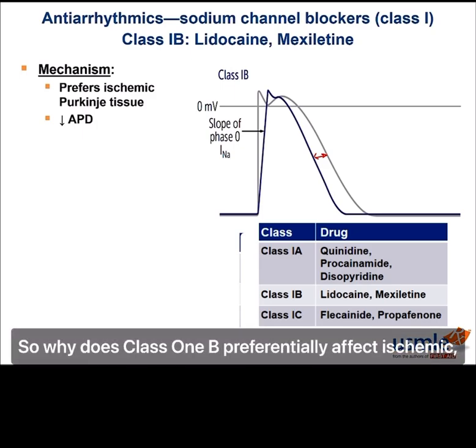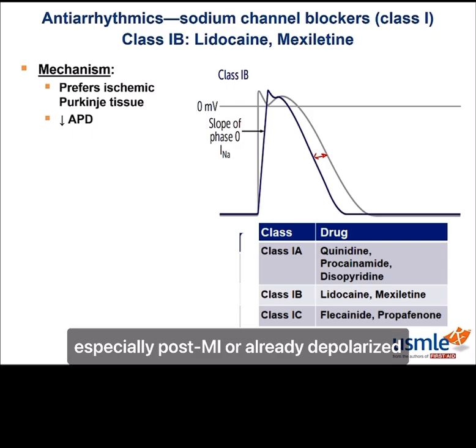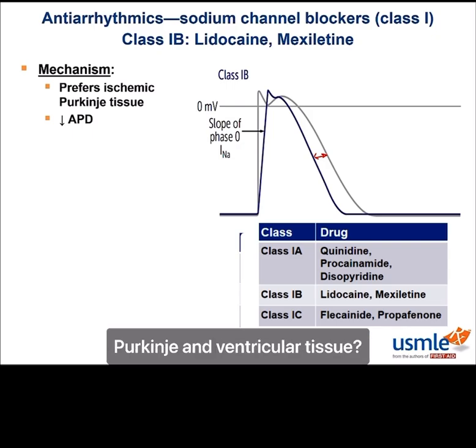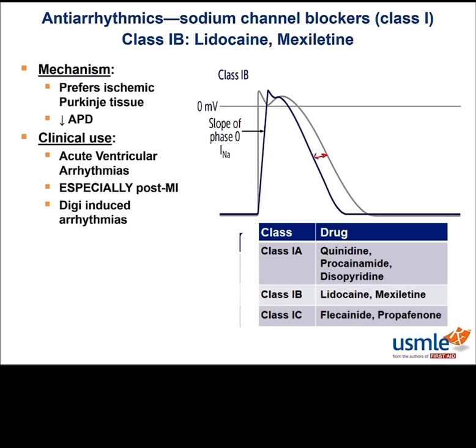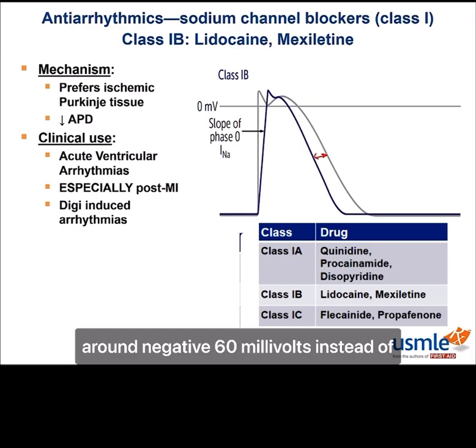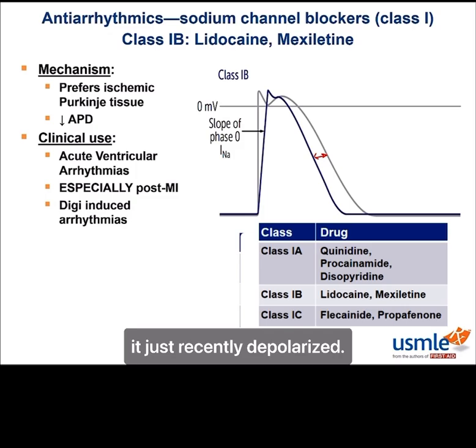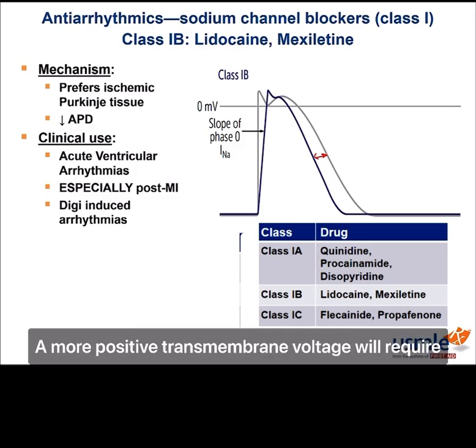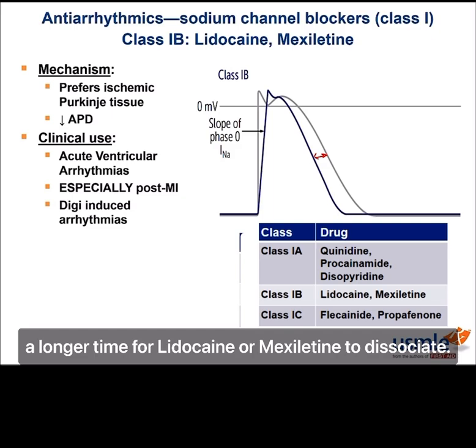So why does class 1B preferentially affect ischemic, especially post-MI or already depolarized Purkinje and ventricular tissue? In ischemic tissue, the transmembrane potential tends to be around negative 60 millivolts instead of the negative 85 millivolts we would expect in a healthy heart. Depolarized tissue is also obviously at a higher transmembrane voltage because it just recently depolarized. A more positive transmembrane voltage will require a longer time for lidocaine or mexiletine to dissociate.